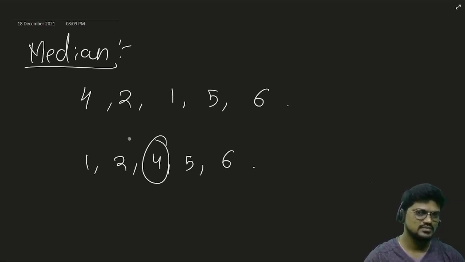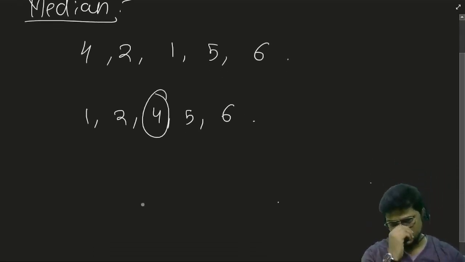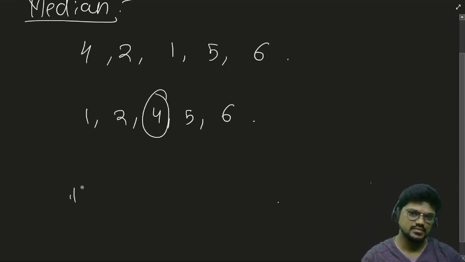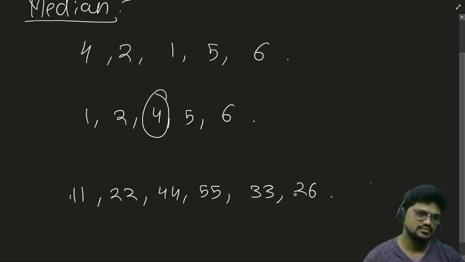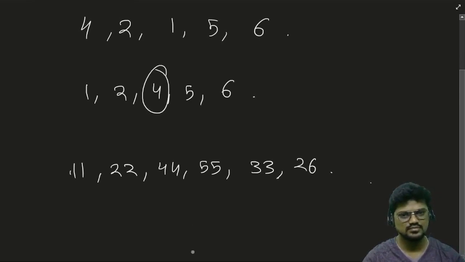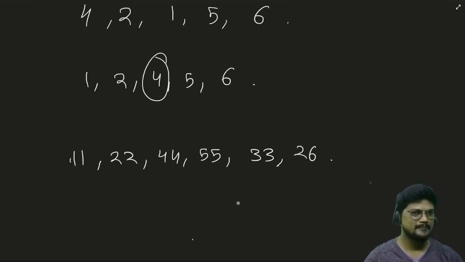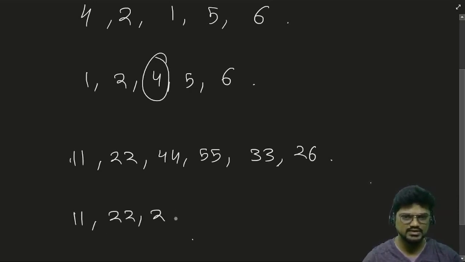Fine. If you have data like this: 11, 22, 44, 55, 33, 26. What is the median now? 26. The middle two values upon 2. Exactly. When you have an even number of readings, the median will be the average of the two middle readings. If we arrange these readings in ascending order, it will be 11, 22, 26, 33, 44, and 55.